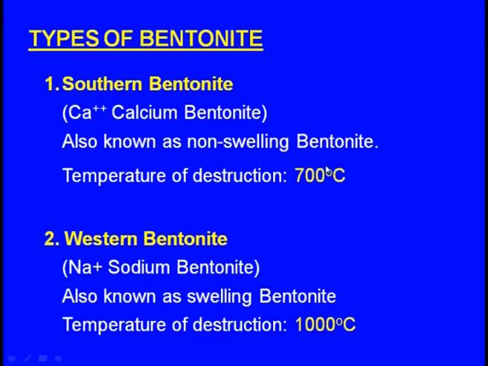Sometime back we have seen that the clay loses its properties, right, when it comes in contact with the molten metal. Yes, these are such temperatures. See, southern bentonite loses its property when it is heated up to 700 degrees centigrade, whereas western bentonite loses its property when its temperature crosses 1000 degrees centigrade. Once they cross these temperatures, they are termed as dead clays.